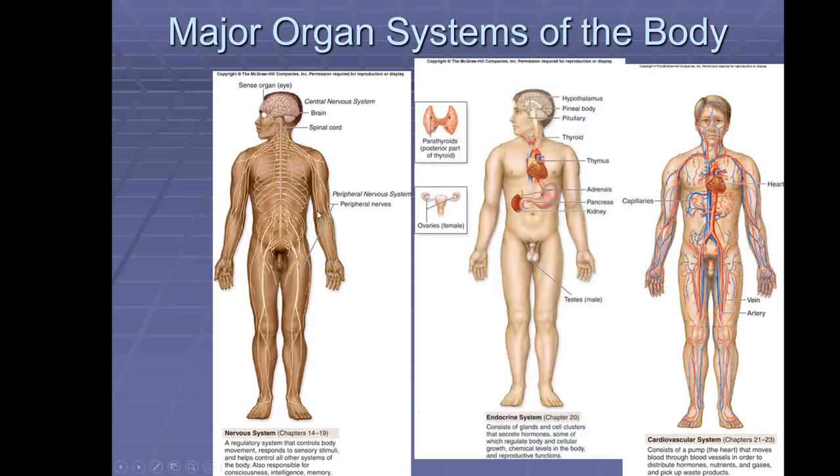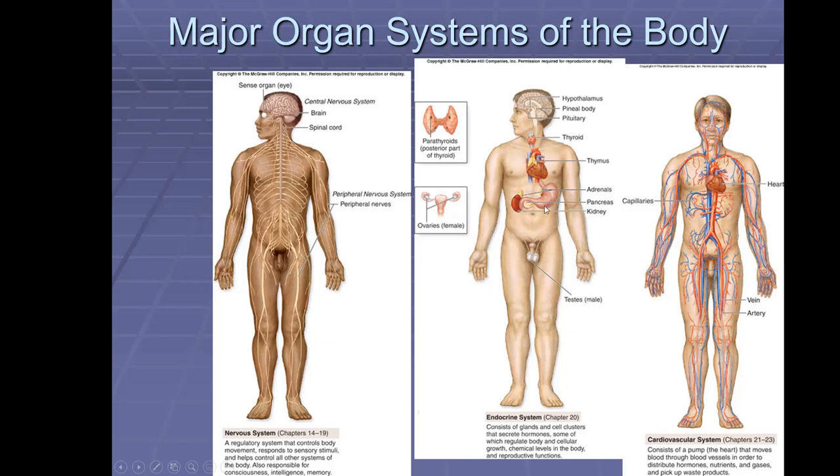Moving on to the nervous system. The nervous system consists of all these nerves running through the body, the brain, the spinal cord, and the big function here is communication. The way the nervous system communicates with different parts of the body is electrical. So it's an electrical communication system within the body.